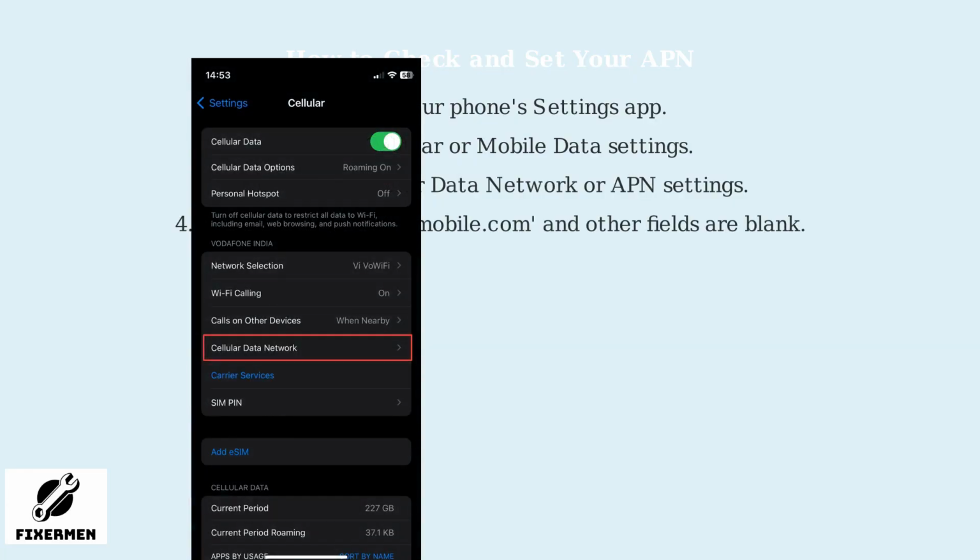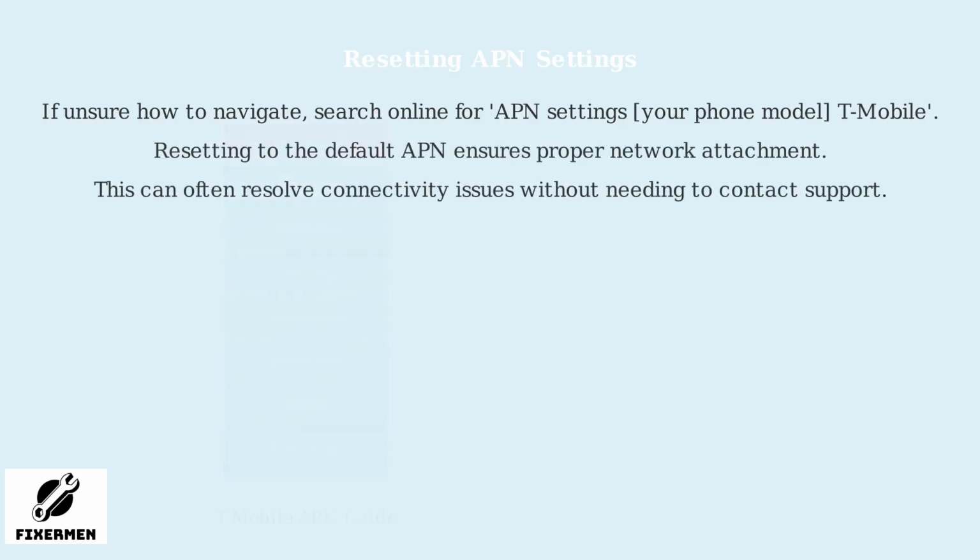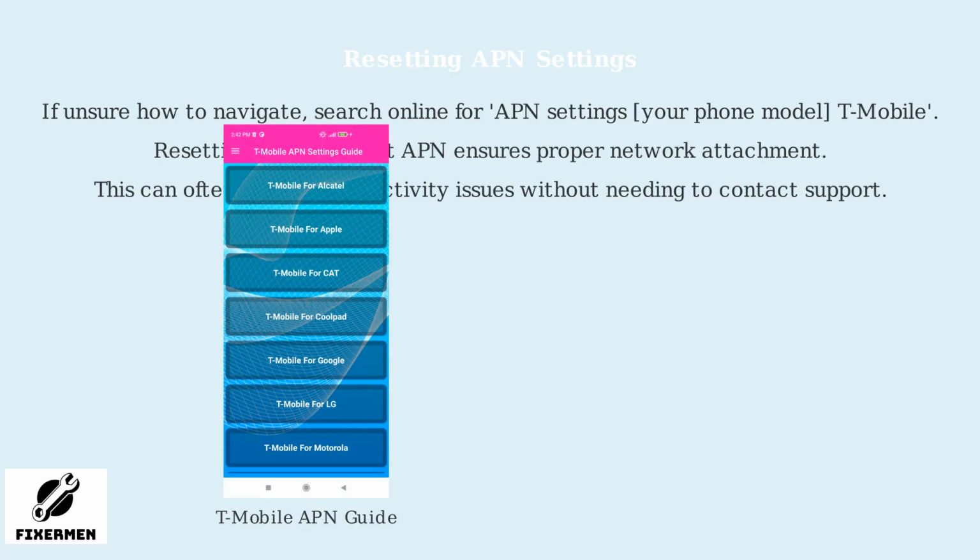Then navigate to Cellular or Mobile Data Settings. Look for options like Cellular Data Network or APN. Make sure the APN field shows fast.tmobile.com and that other fields are left blank. If you're unsure about the specific steps for your phone model, search online for detailed guides using terms like APN settings for your phone model T-Mobile. Resetting your APN to the default fast.tmobile.com ensures proper network attachment and can resolve many connectivity problems quickly.